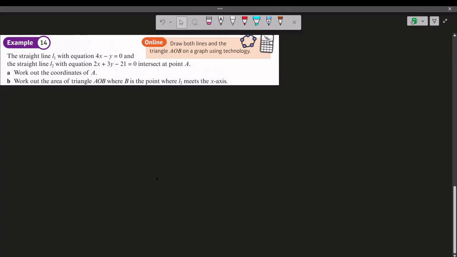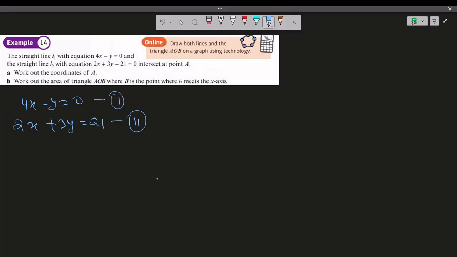What is the question? The straight line L1 with the equation 4x minus y equals 0. This is my line L1. The straight line L2 is another line with the equation 2x plus 3y equals 21. Can I write it this way? I have just shifted minus 21 to the right side.